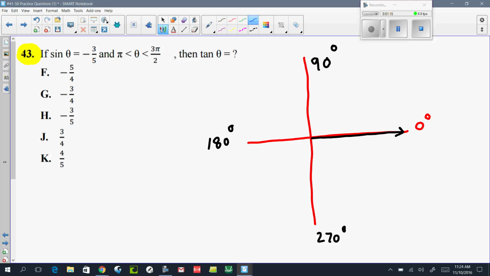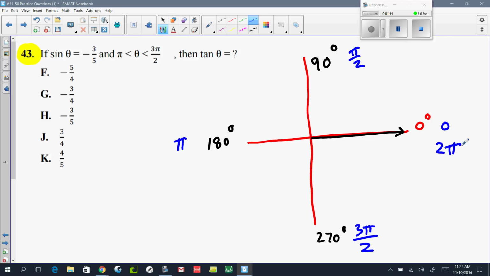Angles can also be measured in radians, and a lot of times with trig functions, we use radians. So this would be 0 radians. The equivalent to 90 degrees in radians would be pi over 2. The equivalent to 180 would be pi. This would be 1.5 pi or 3 pi over 2. And one full revolution, the same as 360 degrees, is 2 pi.